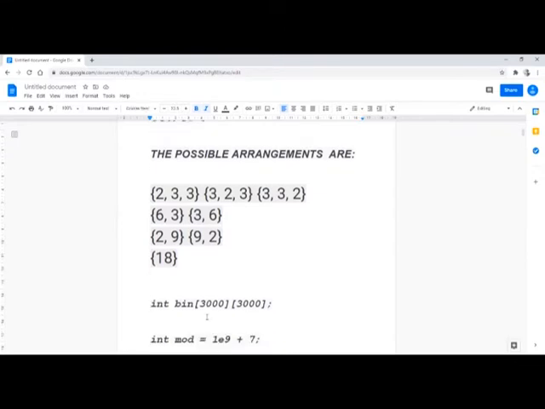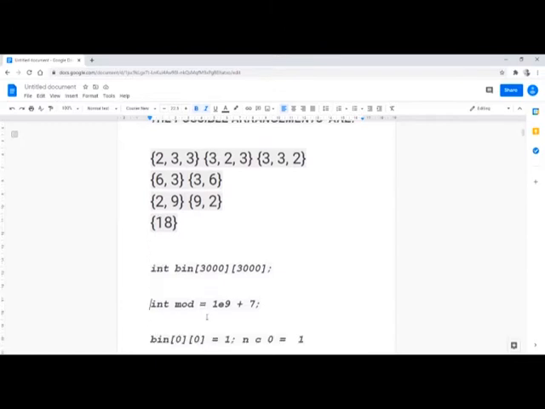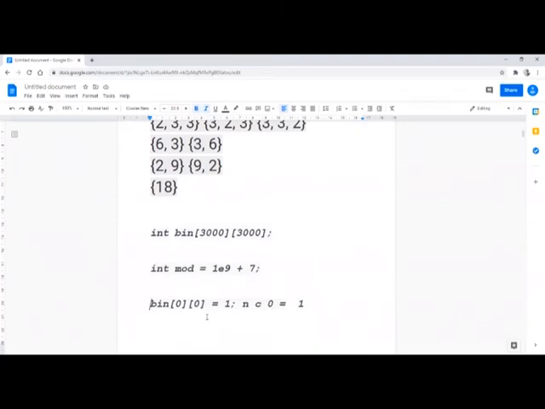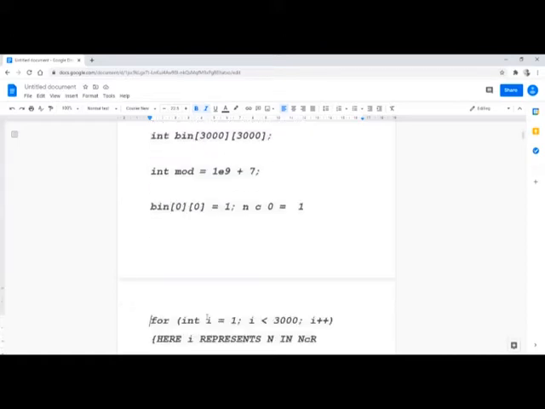Now the solution here is, since this is a combinatorics problem, we have to find the binomial coefficients. So we initialize a 2D array bin to store the values. So int modulus is 10 to the power 9 plus 7, and bin of 0 0 is 1, always 1, because NC0, that is NCR where r is equal to 0, is always equal to 1.